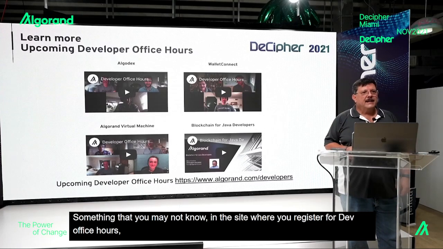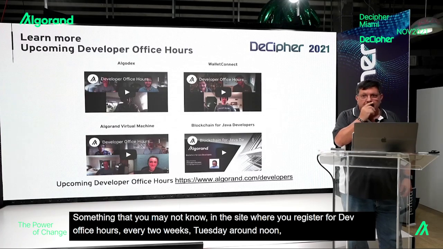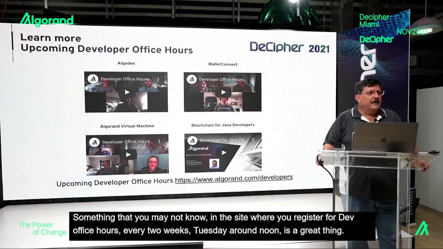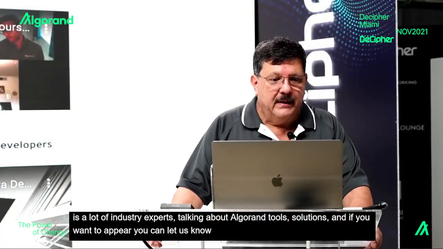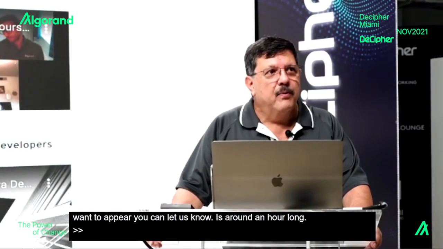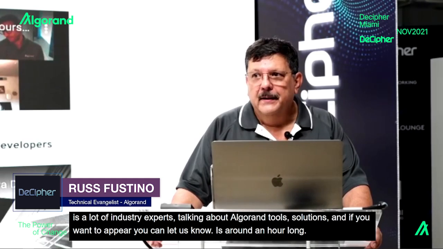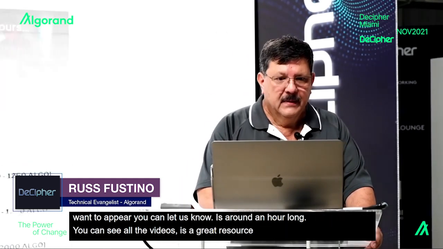Sometimes that fluctuates depending on the speaker that we get. But it's really a great thing. And we get a lot of industry experts to come in and show off their API set that's related to Algorand tools or their solutions. If any of you would like to appear on this show, please let me or Ryan know, and we'll hook you up and get you on that show. It's about an hour long. And if you scroll down that same page, all the videos from the prior Dev Office Hours are there. So that's a really good resource for you all to take advantage of.